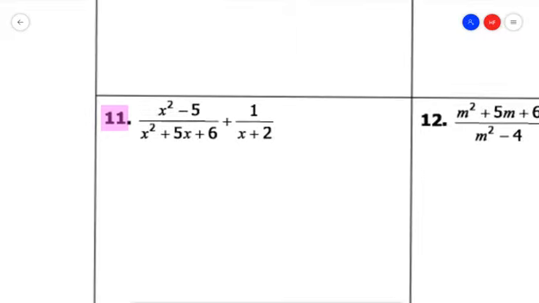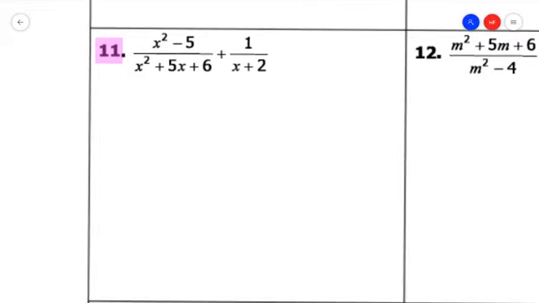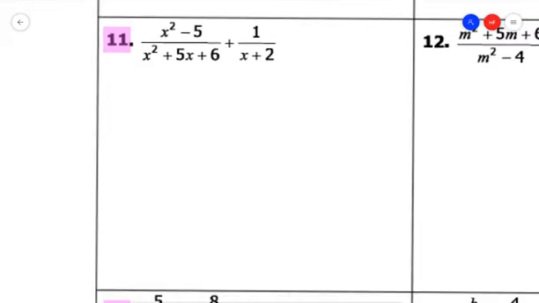On number 11, again, we need to make common denominators because we see that they're not the same. So I'm going to factor the first one and see what I need to multiply by. I'm going to leave the top the same and factor. Two numbers that multiply to 6 and add to 5 would be 3 and 2. So we would have x plus 3, x plus 2, plus 1 over x plus 2.